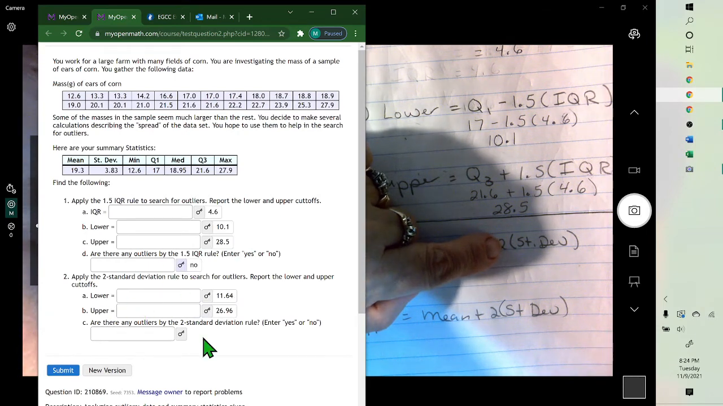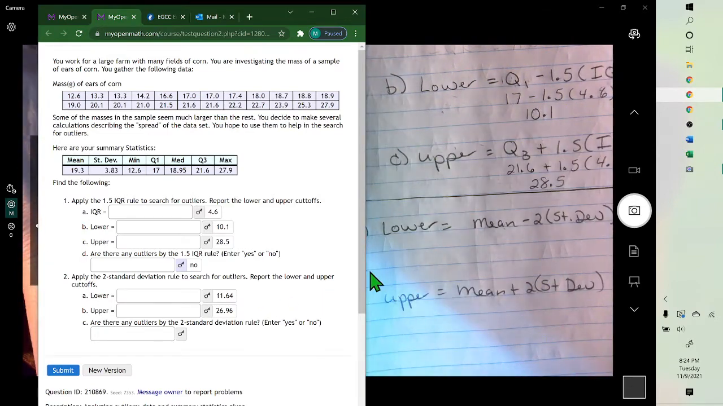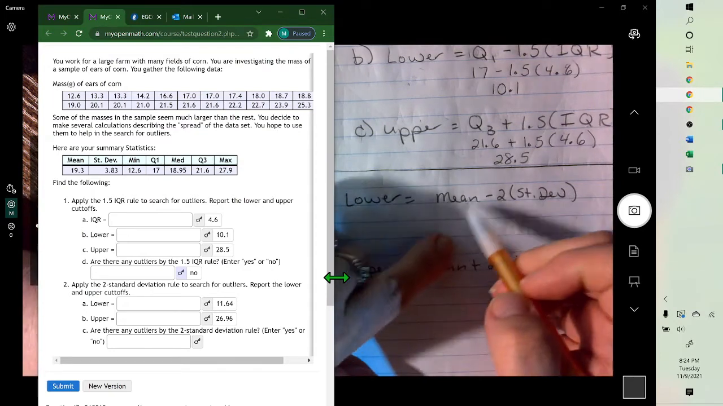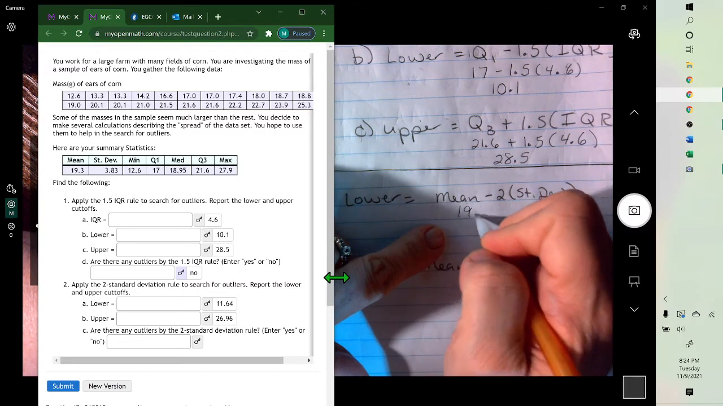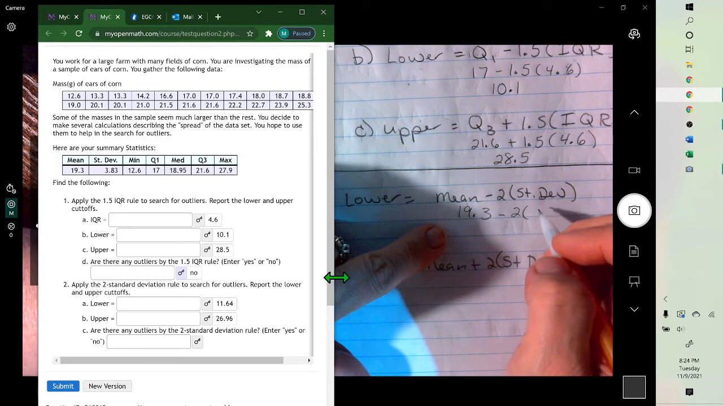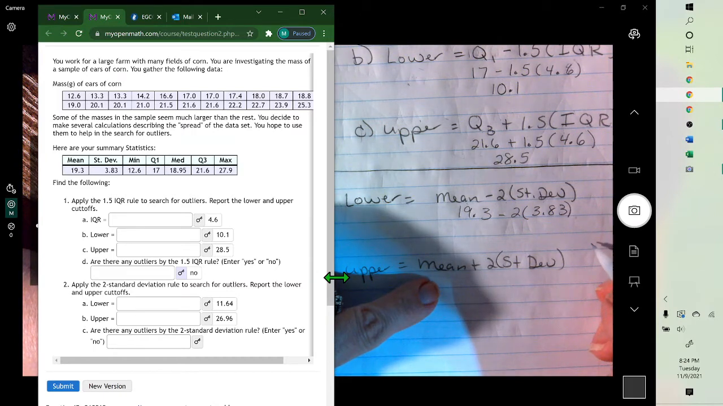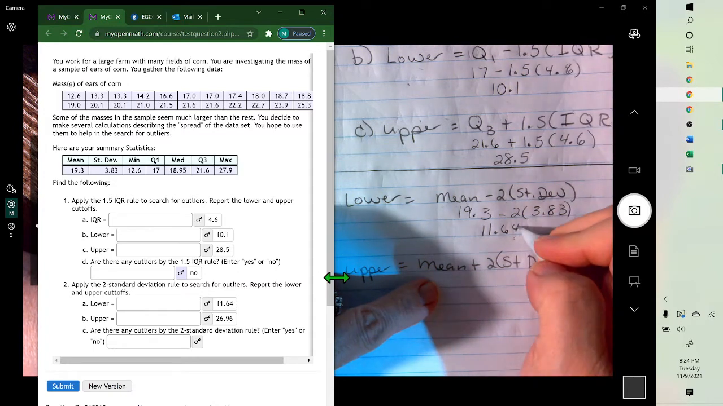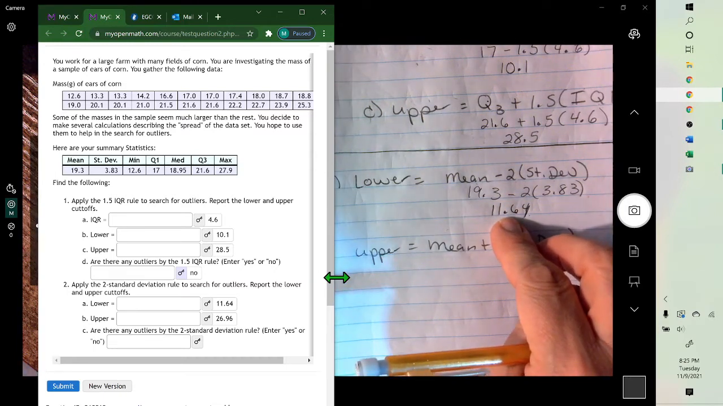Now to do it with the standard deviation, you use the mean and standard deviation. So the lower would be the mean minus 2 times the standard deviation, and our mean was 19.3 minus 2 times the standard deviation, which was 3.83. And when you calculate that, you get 11.64. So our lower is 11.64.